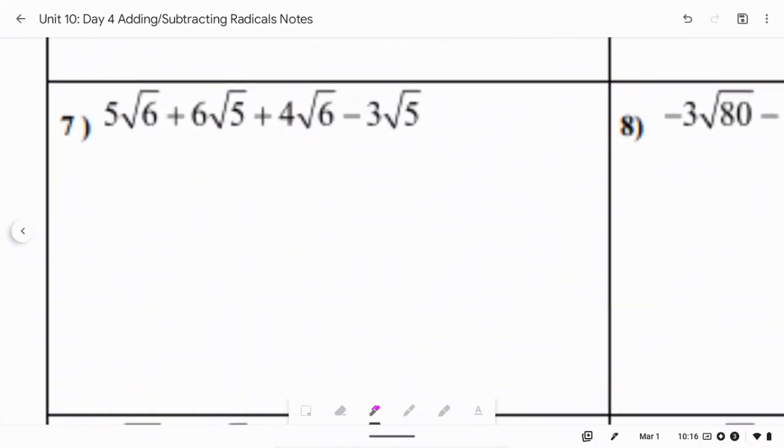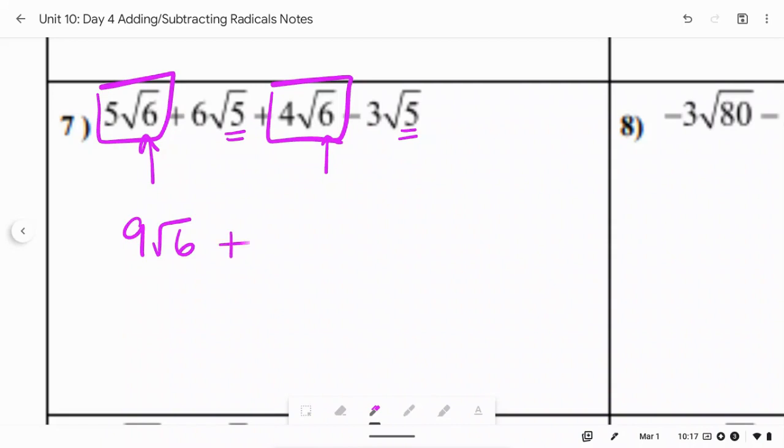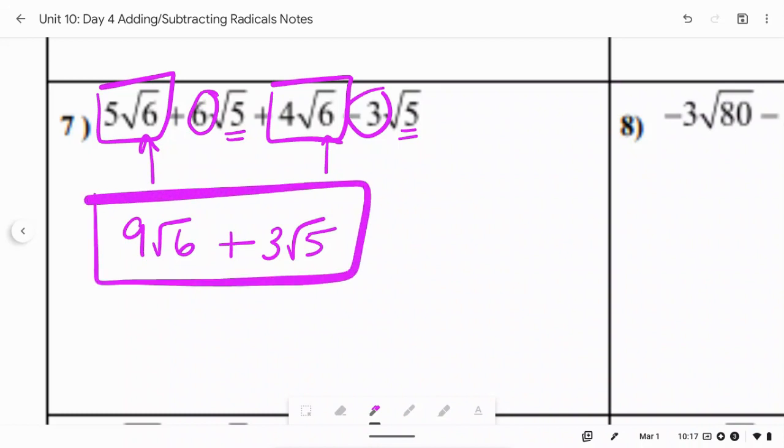In example 7, I have 2 square root 6s, and then I have 2 square root 5s. So remember, we can only combine the like terms. So let's start with the square root 6s, and I'm going to combine 5 and 4 to get 9 square root 6. Plus, now I'm going to combine the square root 5s: 6 plus negative 3 gives me positive 3 square root 5. And this would be my final answer because I can't add them since they have different numbers under the radical, and I can't reduce the square root of 6 or the square root of 5.